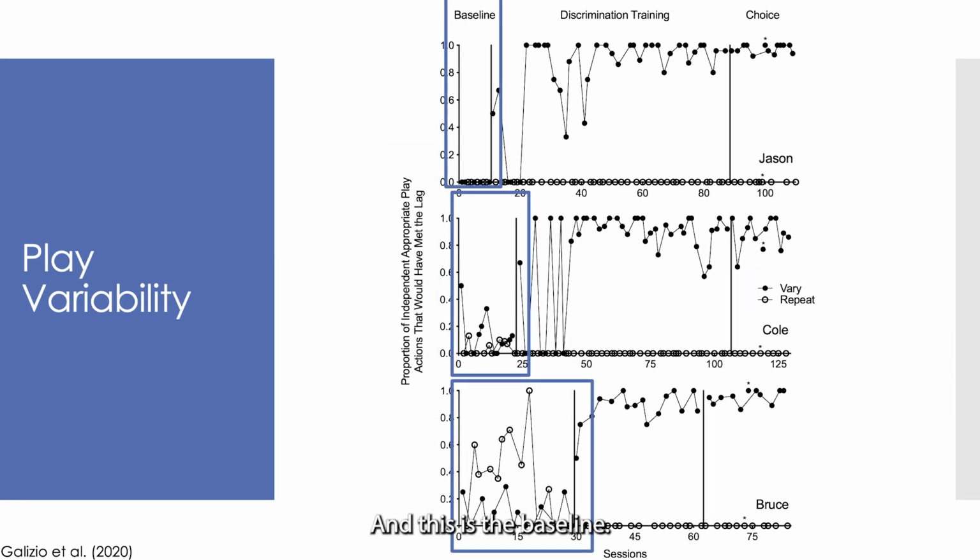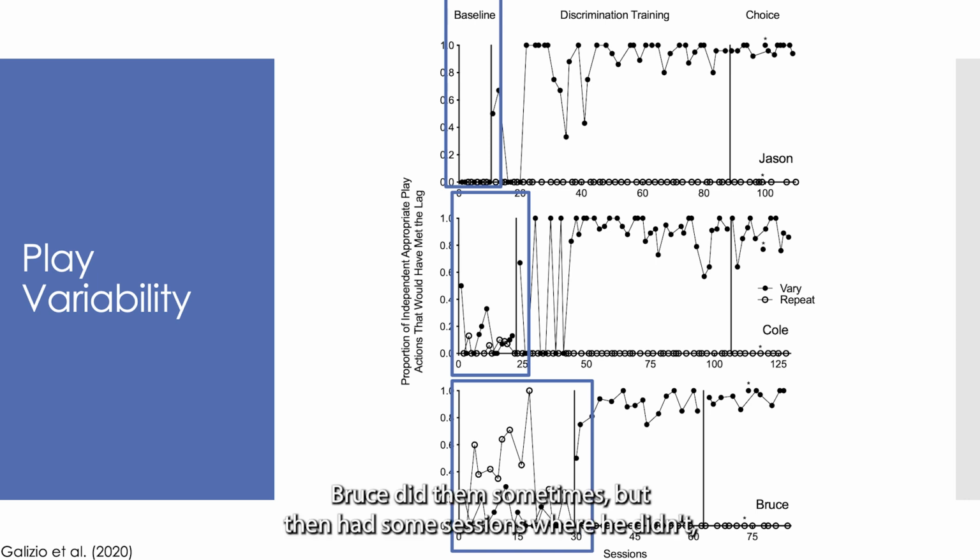And this is the baseline. So each one started with baseline first. For some of them, just a few sessions. For some of them, more. We had to wait till they were about the same before we could move on to our training. But you can see it's kind of all over the place. So for Jason, almost never did any variable play actions during baseline ever. Bruce did them sometimes, but then had some sessions where he didn't. Same kind of with Cole, kind of low levels of variability for both.